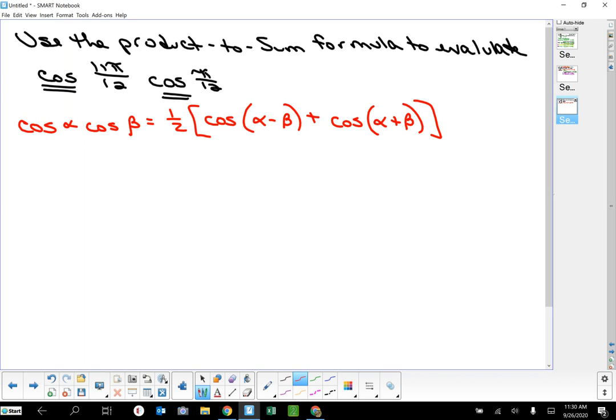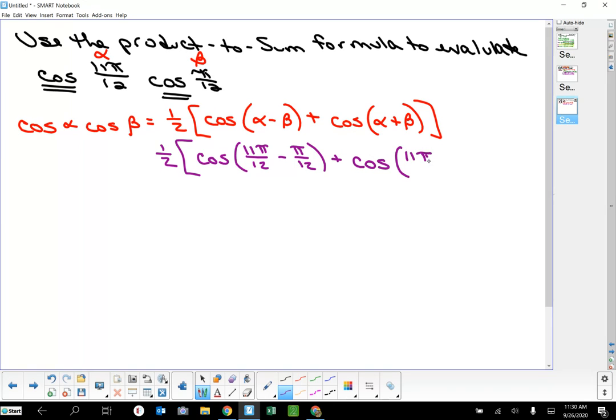Okay, so what do we have here? Well, this guy, 11 pi over 12 is our alpha, pi over 12 is our beta. And so let's just expand out and see what happens. Okay, so we have 1/2 cosine 11 pi over 12 minus pi over 12. It's nice that they actually gave you the same denominator. And then plus cosine 11 pi over 12 plus pi over 12.